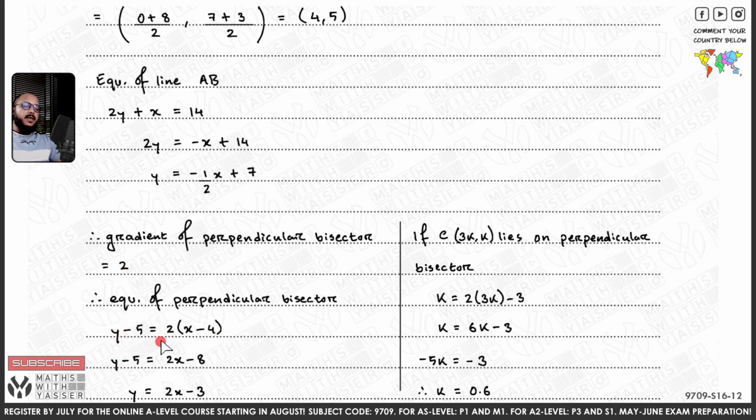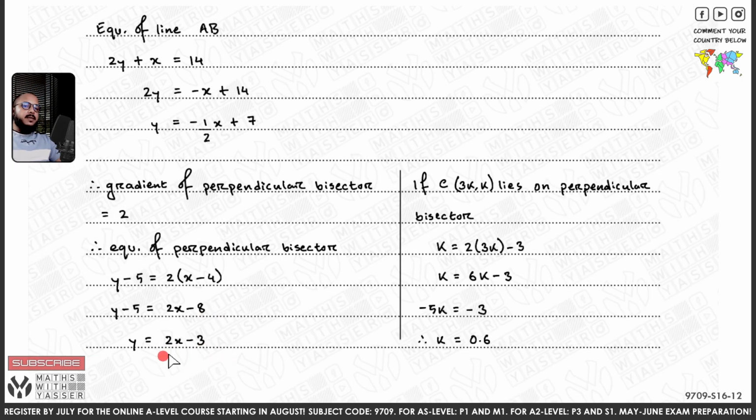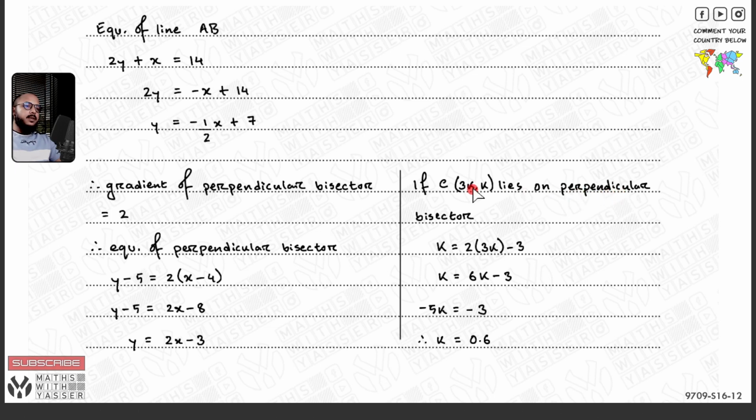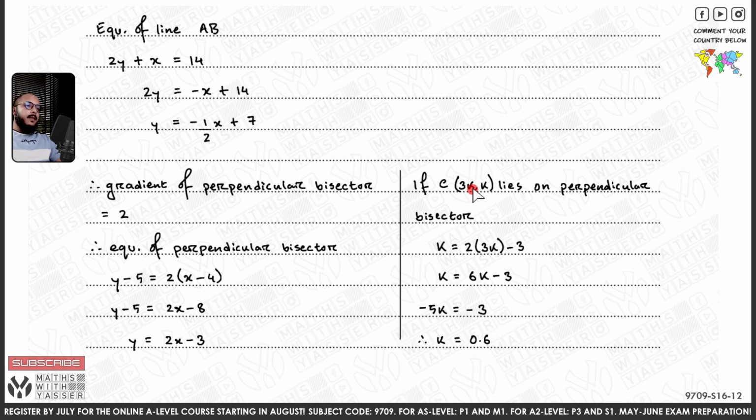So it will be y minus 5 equals 2 times x minus 4. That gives us y minus 5 equals 2x minus 8. So y equals 2x minus 3. Now, since point C lies on the perpendicular bisector, this point must satisfy the equation. So we simply substitute this coordinate into this equation again.